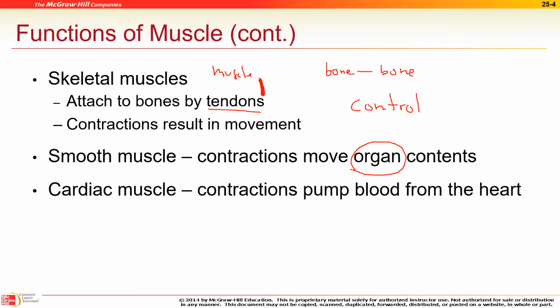And then lastly, we have cardiac muscle. It's also involuntary. However, its structure is more like skeletal muscle. So it's also striated as opposed to smooth muscle. There is no striation.